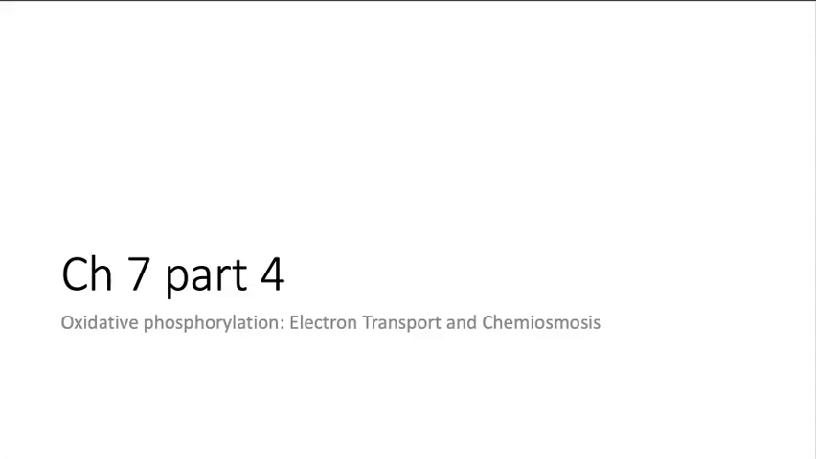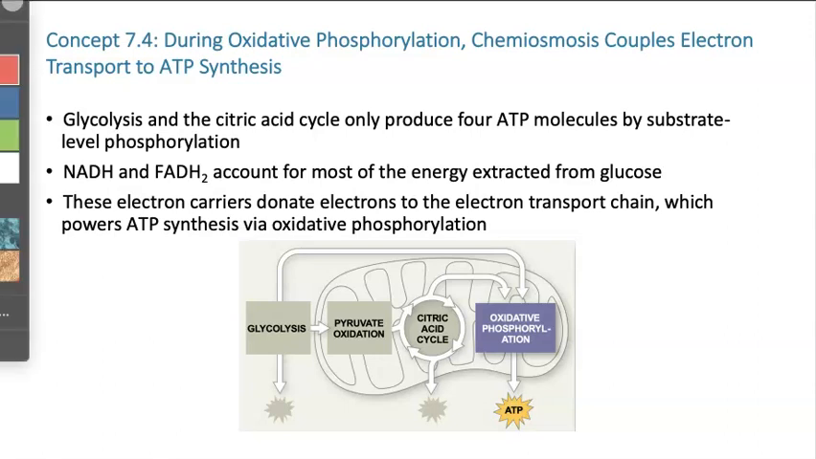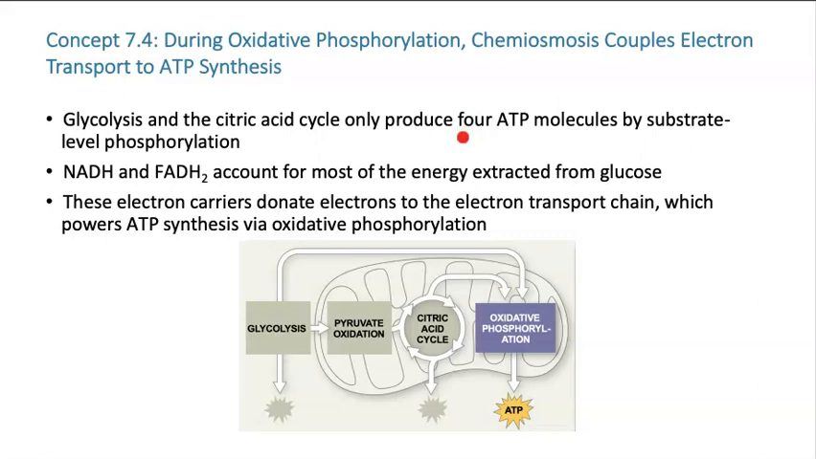In this part, we're going to talk about oxidative phosphorylation, and that's composed of two subsets, electron transport and chemiosmosis. Remember that so far, we've only been able to make 4 ATP molecules from glycolysis and the citric acid cycle, and that's been done by substrate level phosphorylation, right? Taking those phosphate groups off of other molecules.